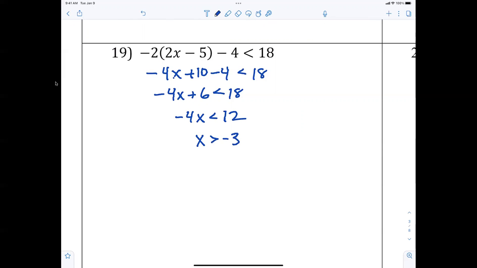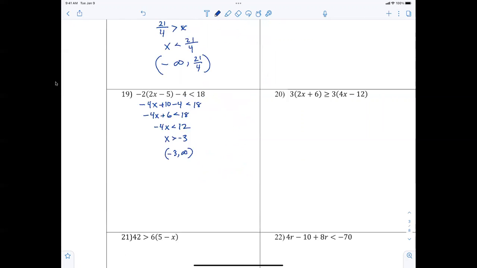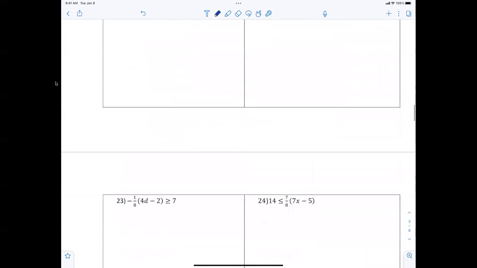All right, so I'm starting at negative 3 and heading out to infinity. That's what we're doing. All parentheses, because there's no equal to. And if you add 4 and then divide by negative 2, you'll get the same result. All right, so there's 2 examples there. So now I'm going to jump down.